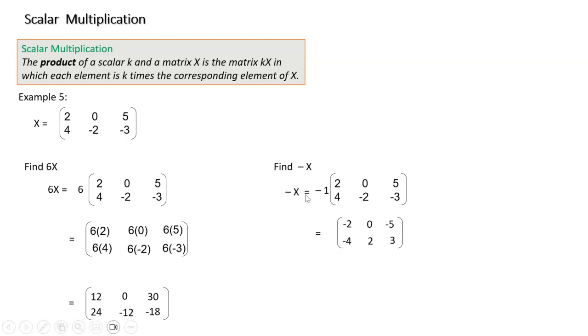Here's an observation that I tell my students. When you have negative 1 times a matrix, you can also just switch all the signs of matrix X. For example, the 2 becomes negative 2, because you change all the signs. 0 stays at 0, 5 becomes negative 5, and so forth. So the observation is when you have minus a matrix X or negative 1 times matrix X, all you do is change the signs of all the elements from the original matrix to the opposite sign.